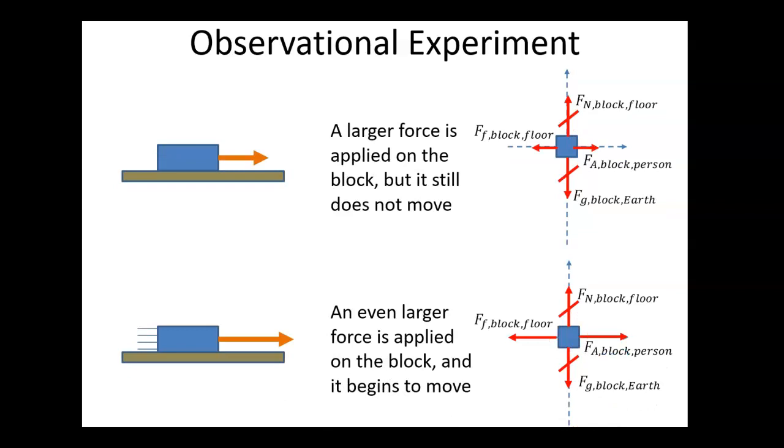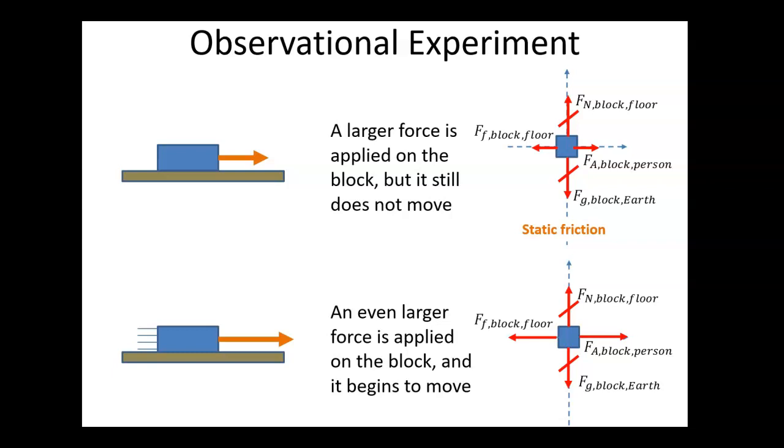What if we applied a little bit larger force on the block? We're still trying to pull it to the right with a greater force this time, but the block still does not move. So now we notice that the applied force is bigger, but so is the friction force. It has gotten bigger. The block is still not moving. This is still a static friction force, but the static friction has increased and is still balancing the applied force.